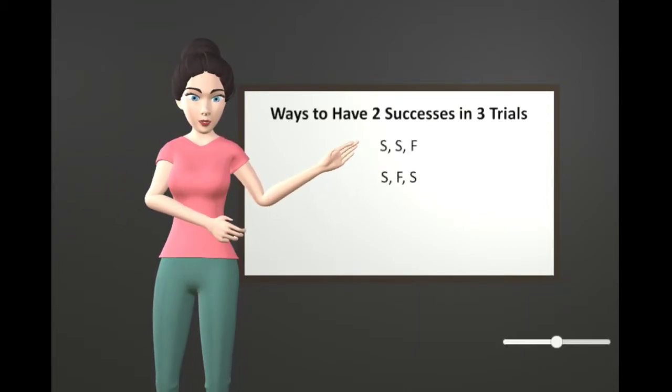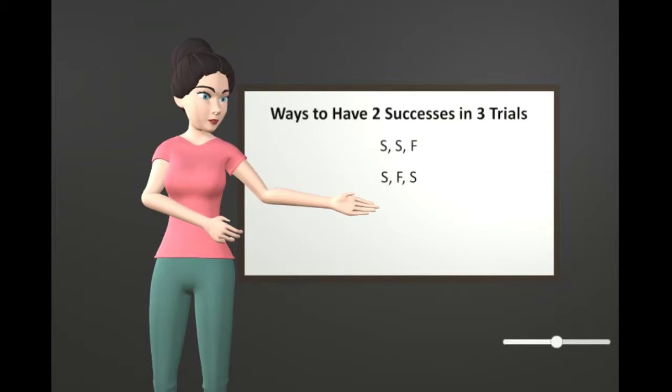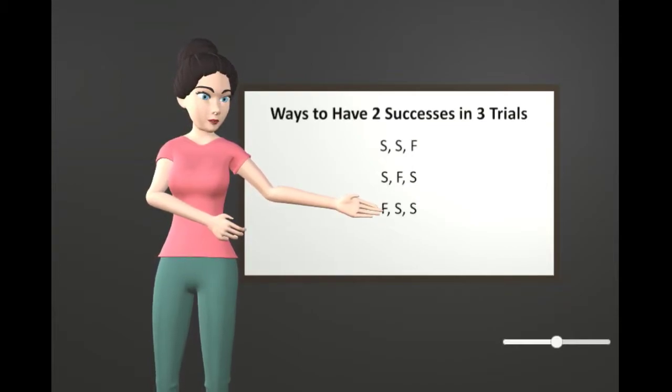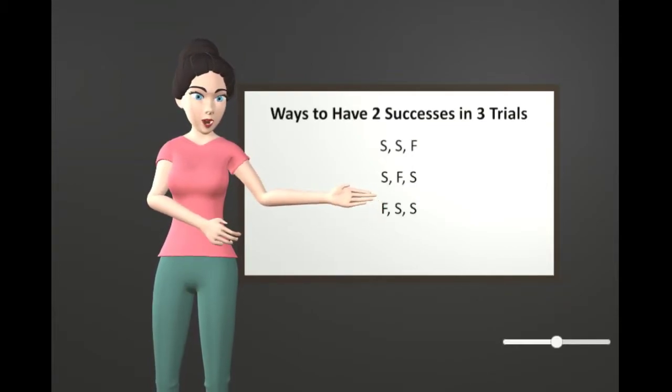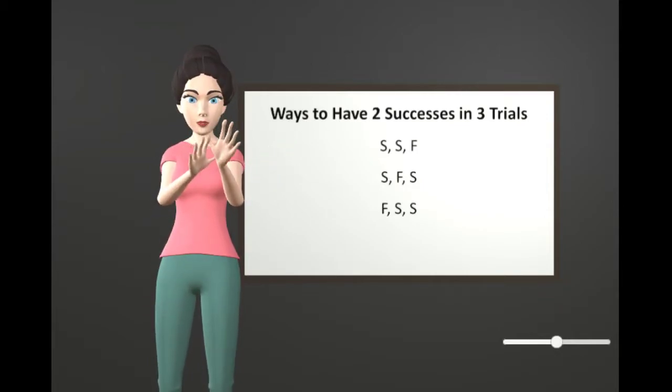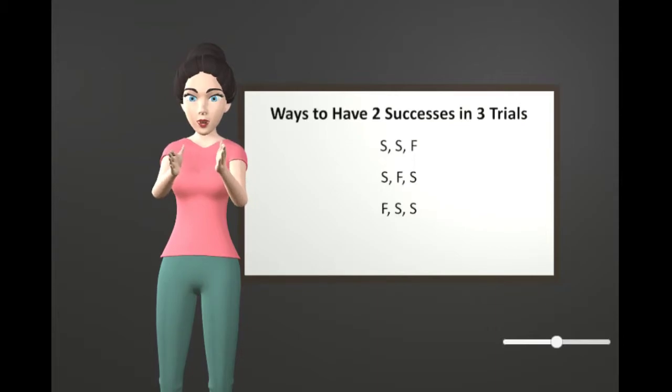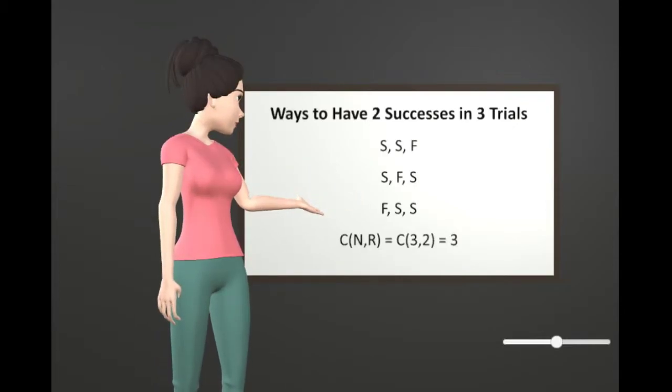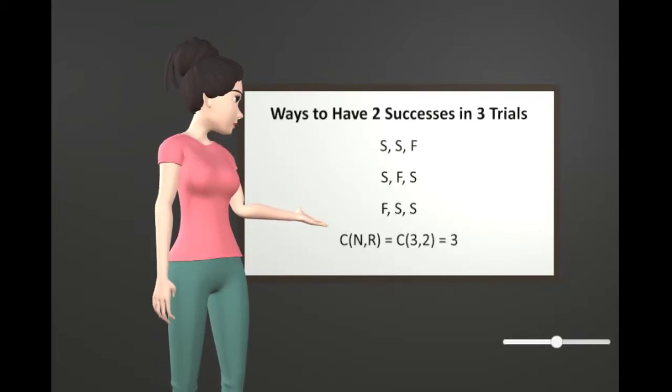Success, success, failure. Success, failure, success. Failure, success, success. As you can see, in each sequence there are 2 successes and 1 failure. The number of different sequences having r successes in n trials is called the number of combinations. In this example, there are 3 combinations for a sequence having 2 successes out of 3 trials.